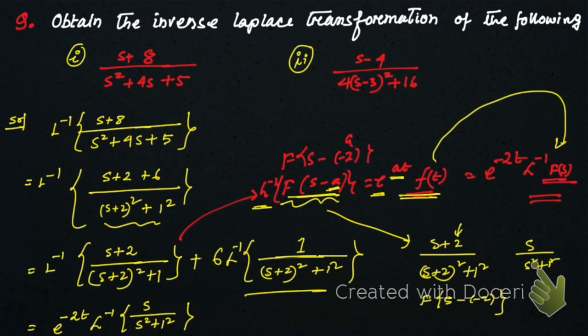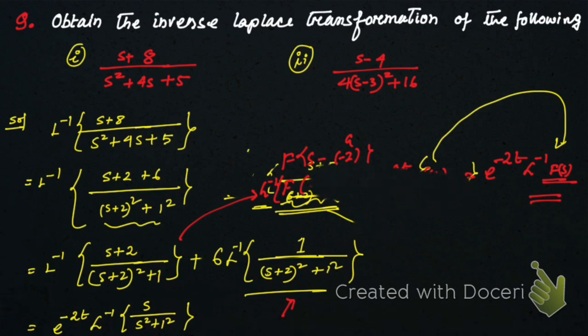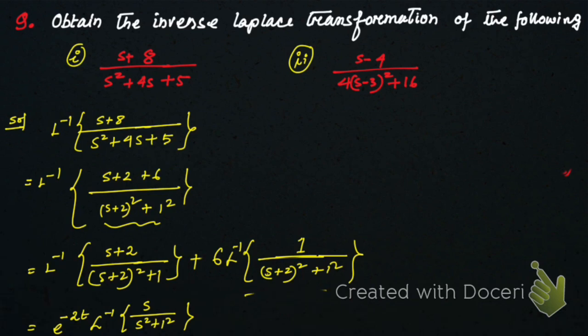So similarly, let me clean this part, just wait. Similarly, you can see this part can be written this way. Just wait, let me clear. So now you see, okay, now you can see this part. If you consider this one as f of s minus a, then its inverse Laplace transformation will be e to the power minus at.